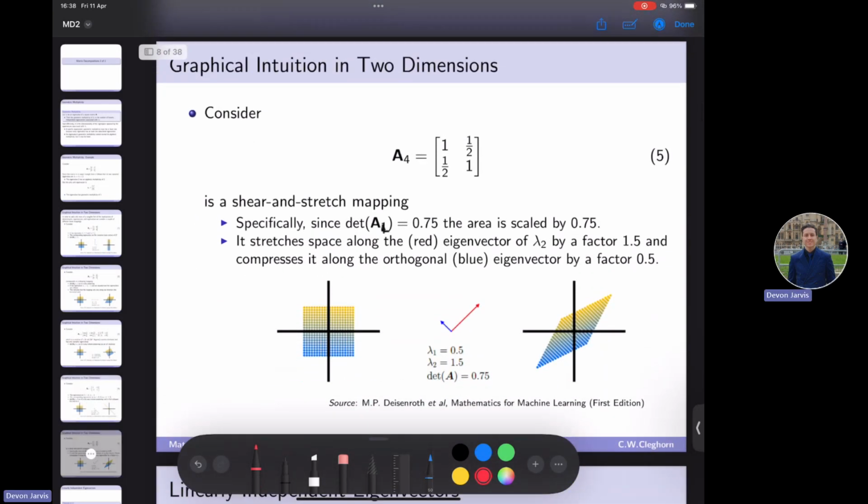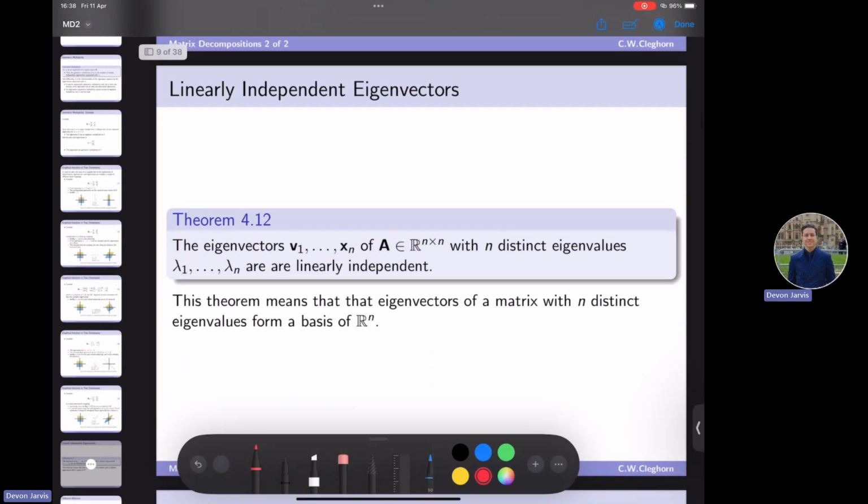Okay. And then lastly, consider a shear and stretch mapping. In this case, the determinant is 0.5. And so the area is scaled by 0.5. It stretches space along the red vector by a factor of 1.5 and compresses it along the blue vector by a factor of 0.2. And so ultimately you have a lower area. Right, you can have a look at that example. Okay, so then theorem 4.12 says that the eigenvectors of A with n distinct eigenvalues are all linearly independent. Okay, and so this is one thing that matters.